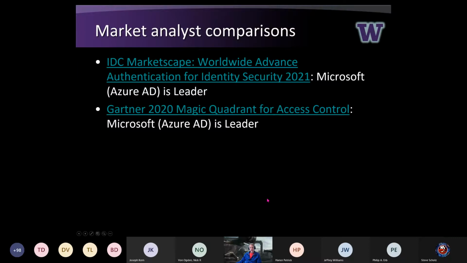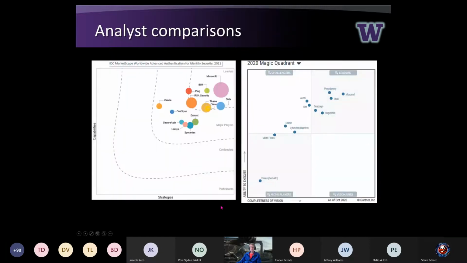Also part of the market background, Azure AD is the leader both in authentication and access control. Gartner and IDC MarketScape have published both of those. Here are the graphics associated with both of those, the IDC one here on the left, and the Gartner one here on the right.